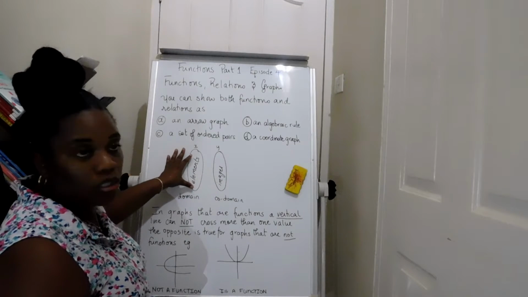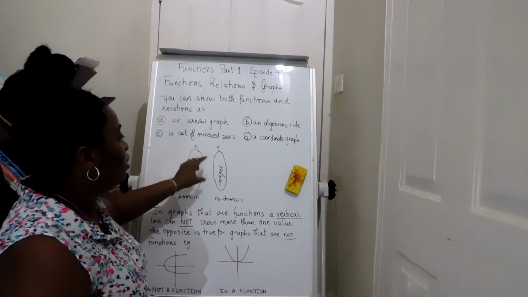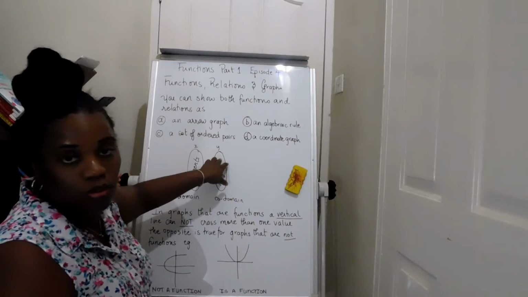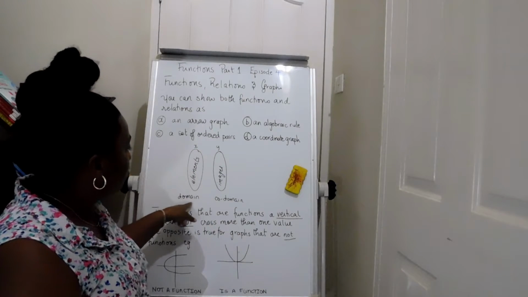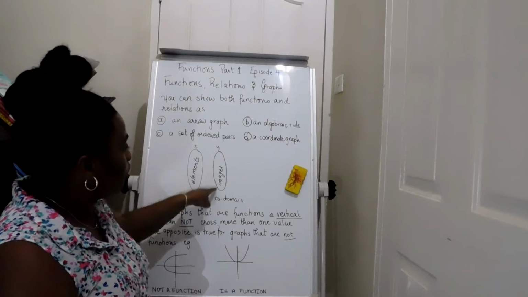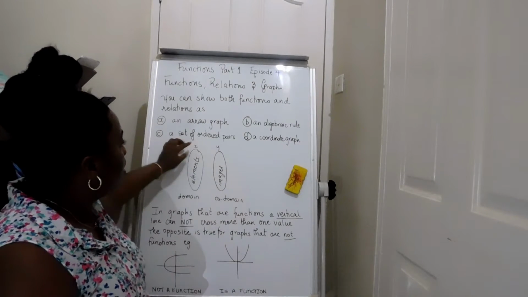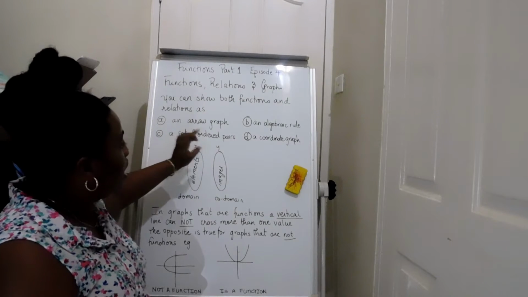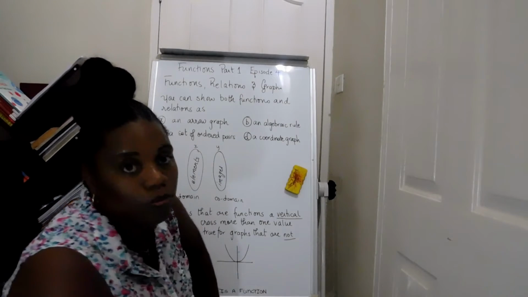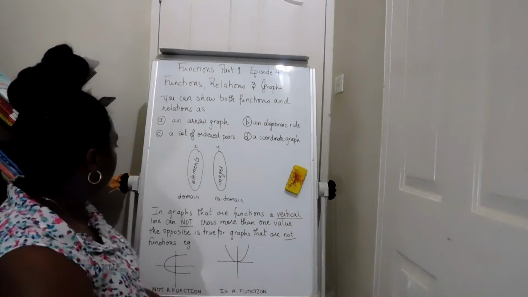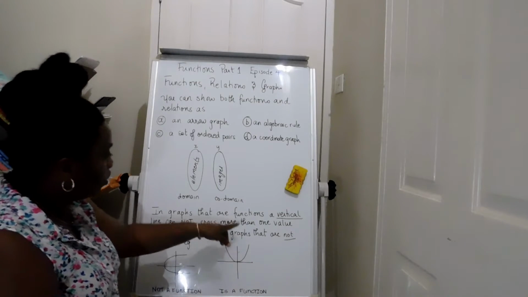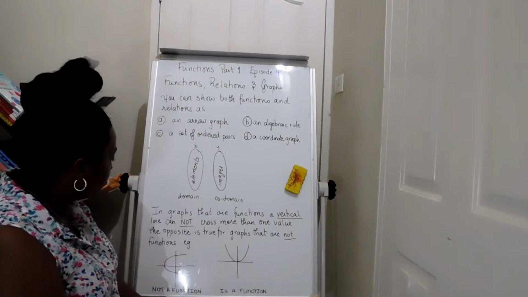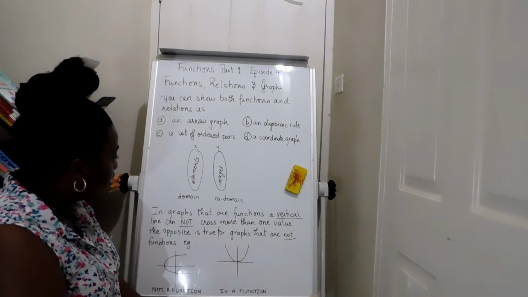In the first oval, the numbers are referred to as elements, and in the second one, the numbers are referred to as images, and the elements are mapped to the images. The elements are found in something called the domain, and the images are found in something called the codomain. If you are plotting, the elements will be placed on the x-axis, and the images will be placed on the y-axis. In graphs that are functions, a vertical line cannot cross more than one value. The opposite is true for graphs that are not functions.